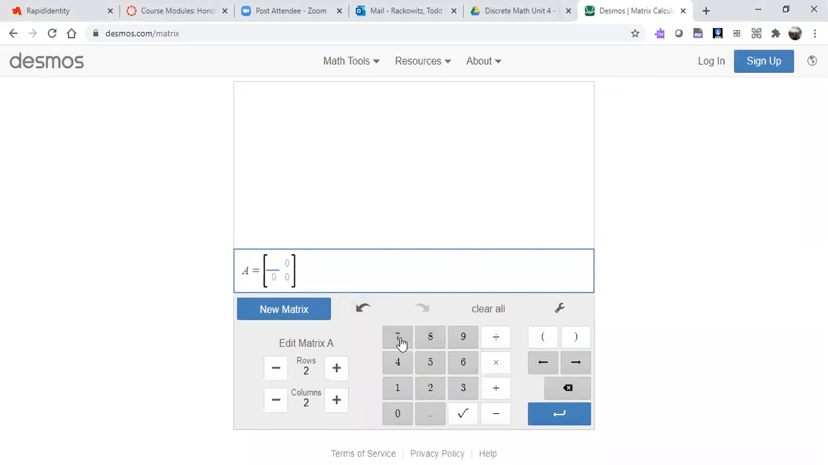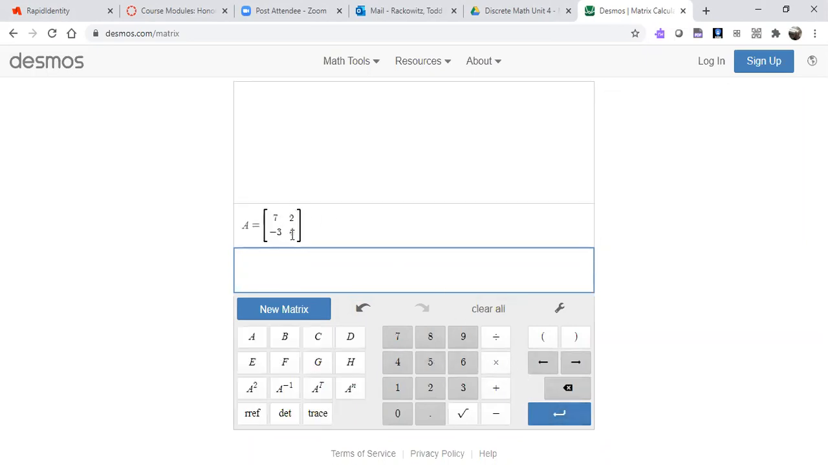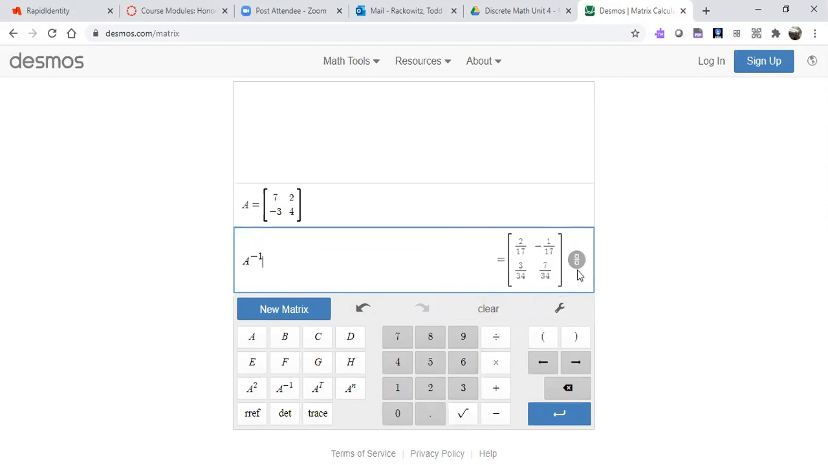First one was a 2 by 2, so I can put 7, arrow, 2, arrow, -3, and 4, and enter. So you want to type the matrix in and enter, and then whatever matrix name it is, which is A, you will raise it to the -1 power. That's the inverse button. That's the reciprocal. And you're going to get fractions or decimals and stuff like that. That'll change it to a fraction.